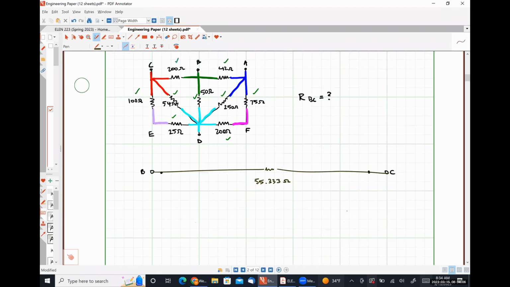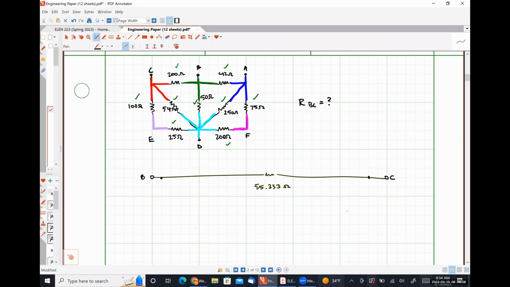So I like using this connect the dot method because it lets me easily see what individual simplifications I can make. And I typically work, like I said, from the simplest path to the most complicated path, so that as I work from the bottom up, the resistor combinations get easier and easier and easier.